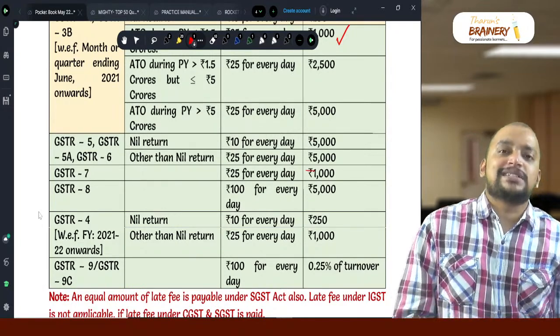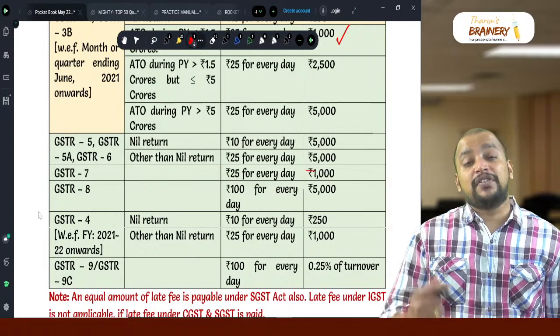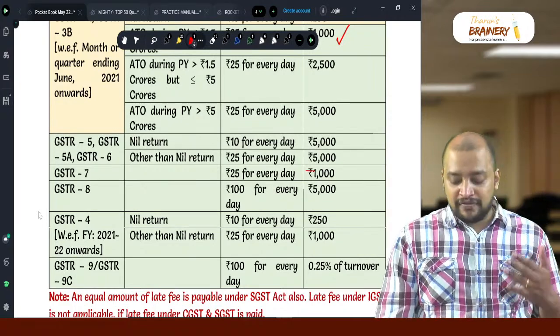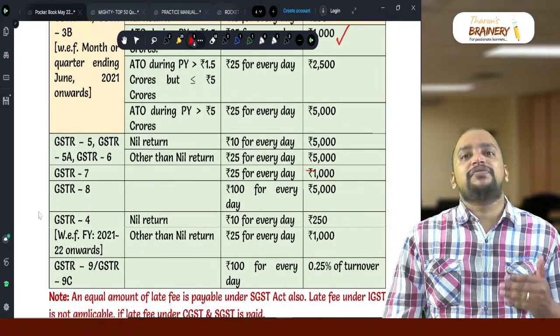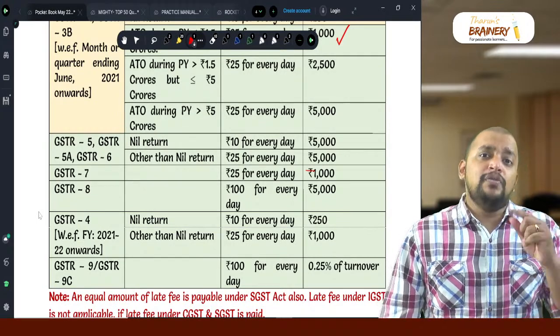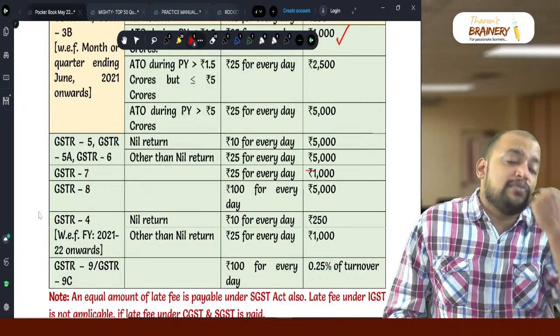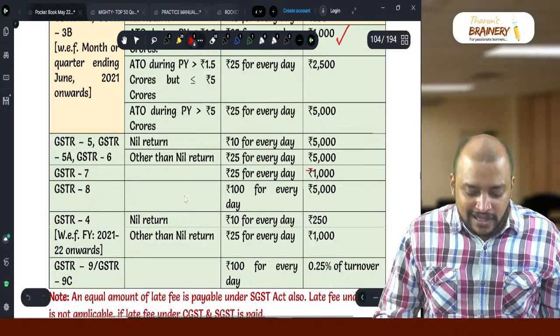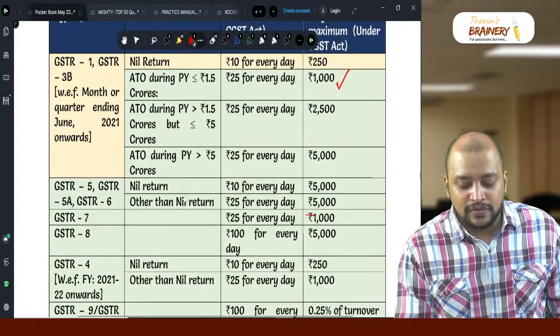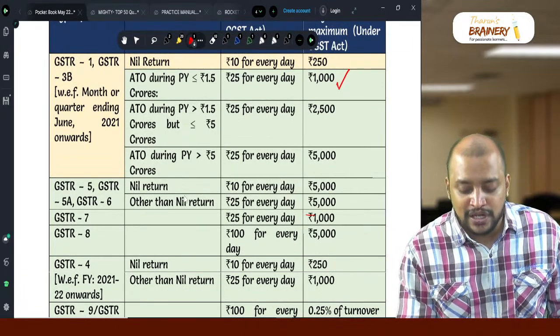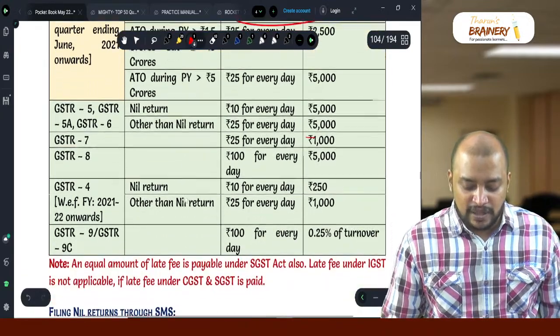GSTR 4, to whom is GSTR 4 applicable? A person opting for composition scheme. So a person opting for composition scheme is required to file GSTR 4 as an annual return. Who will be opting for composition scheme? Their turnover during the previous year does not exceed 1.5 crores. So if the turnover does not exceed 1.5 crores, 25 rupees per day, subject to maximum 1000. So therefore this will be applicable here.